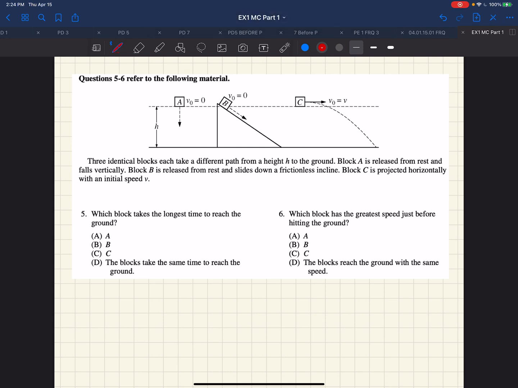In this question, we have blocks A, B, and C. They're identical. To help clarify this, we have three completely different setups, three different spaces here. In A, the block is dropped and free falls. In B, it slides down the plane, a frictionless incline.